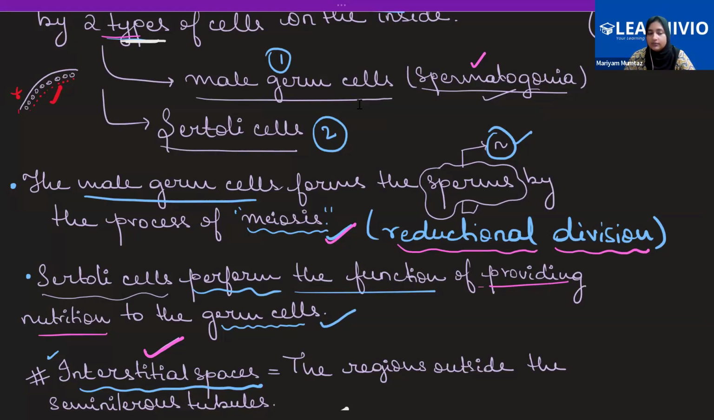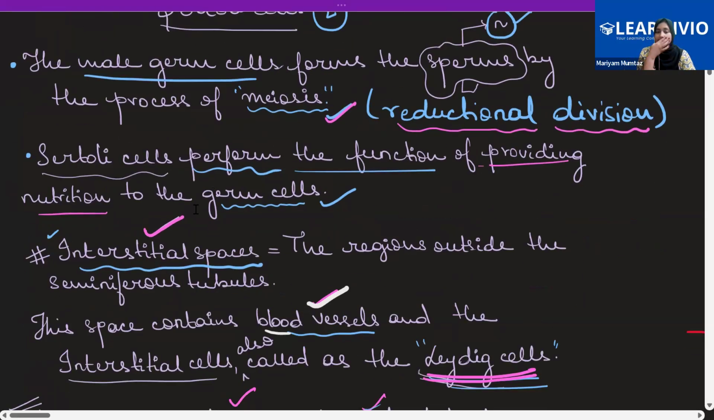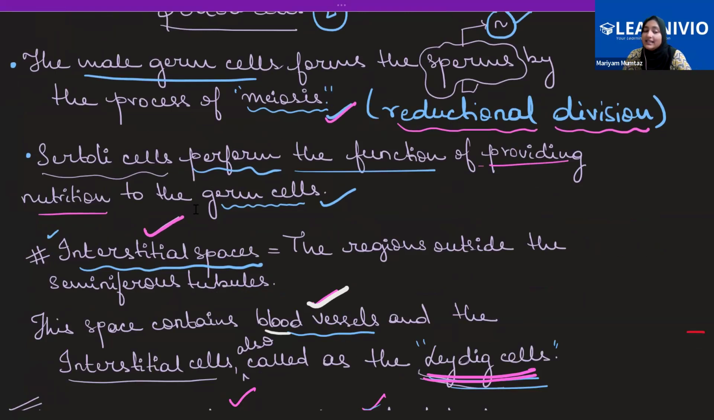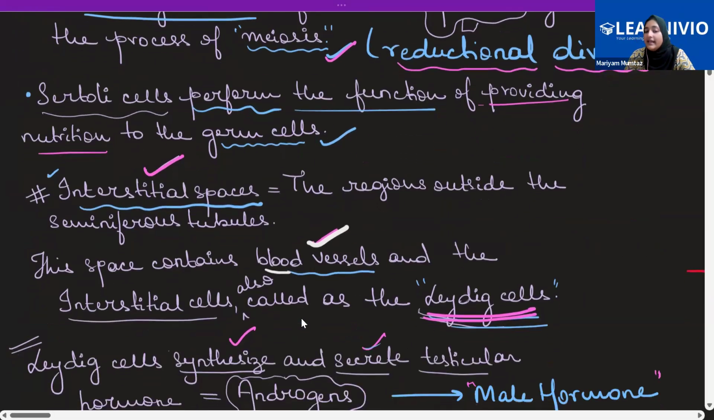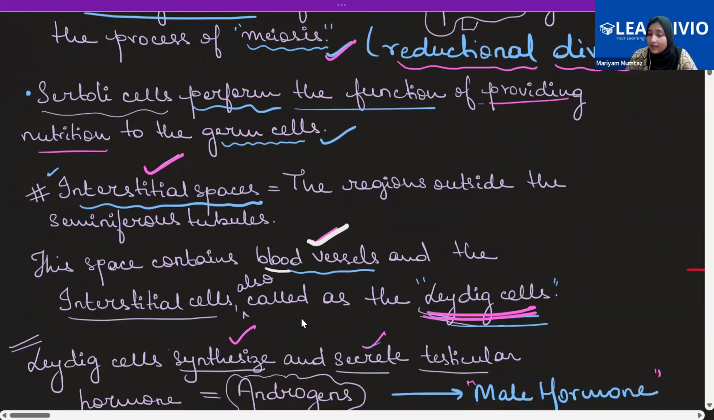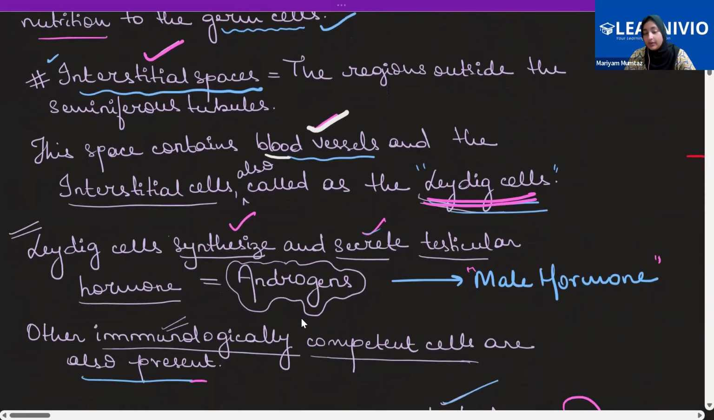So these are the two basic functions. Now, the region that is present outside the seminiferous tubule, we call it the interstitial space. It's a space present outside the seminiferous tubule. This space has blood vessels and interstitial cells called the Leydig cells. The male hormone that I was talking to you about is synthesized by these Leydig cells.